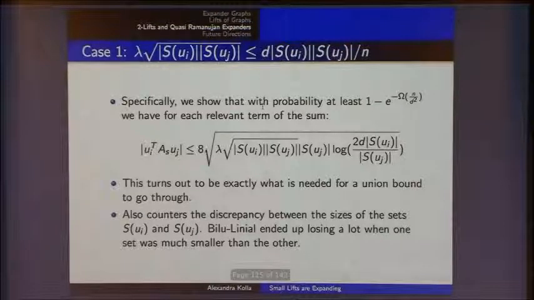And I want to note an important point, that one of the problems that the bilinear approach had is that when S_i and S_j were very different in size, they got a big problem with discrepancy, and the log D factor was one of the places that it came up. So this takes care of this discrepancy by adding the ratio.